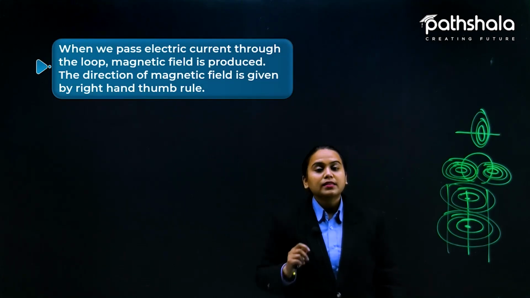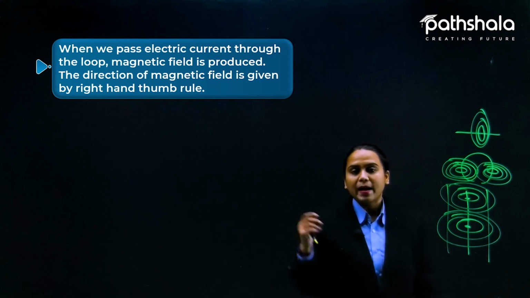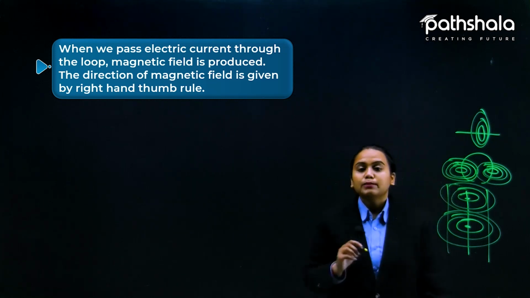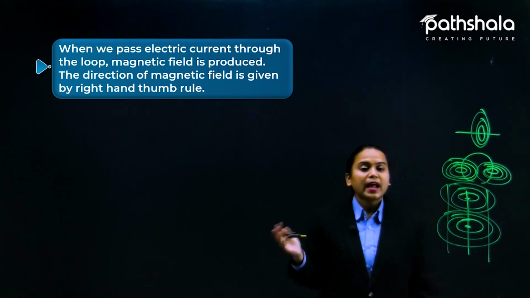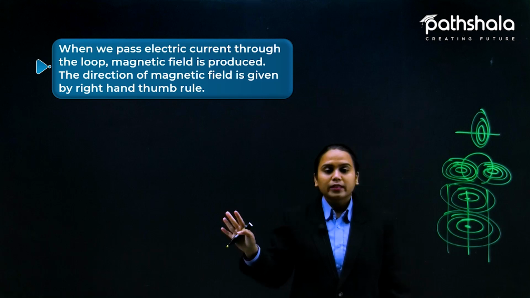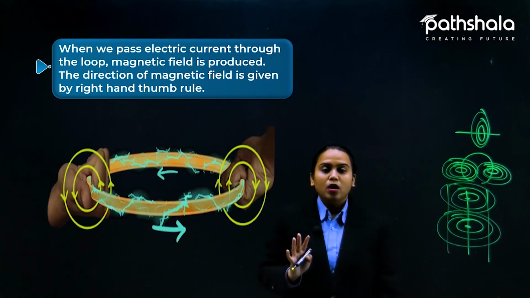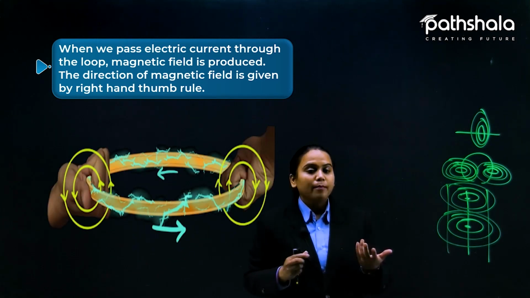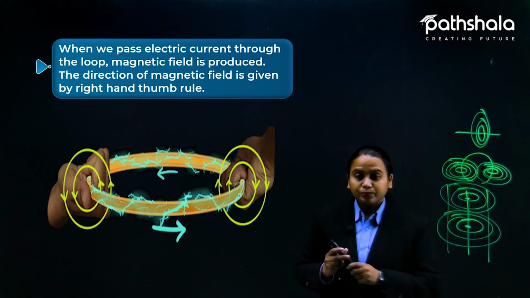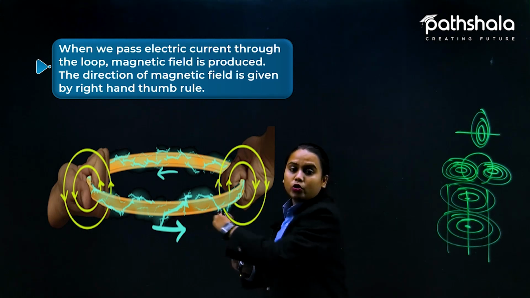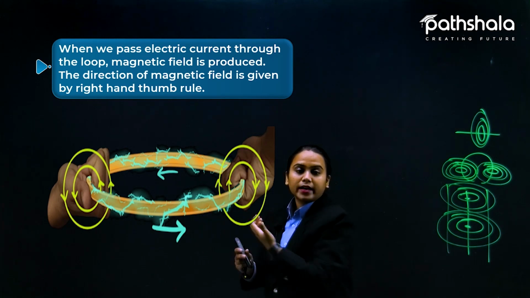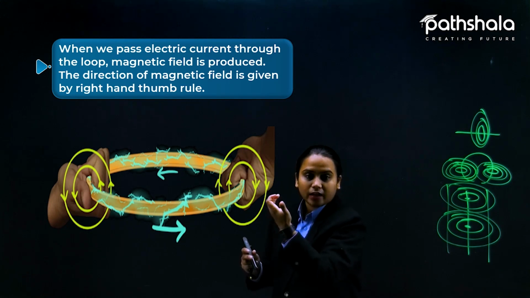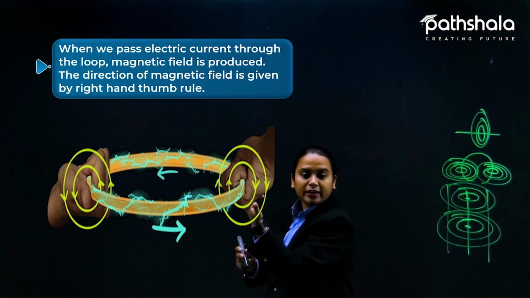When we pass the current through the loop, magnetic field lines are produced. The direction of the magnetic field lines is given by the right hand thumb rule. Finding the direction is not a big deal now, because we have seen that the right hand thumb rule is very easy for us now, as this is a loop. You can see that current is moving from here to here. So current is moving like this. If we bend the fingers in this way, then we will see the direction of magnetic field lines.